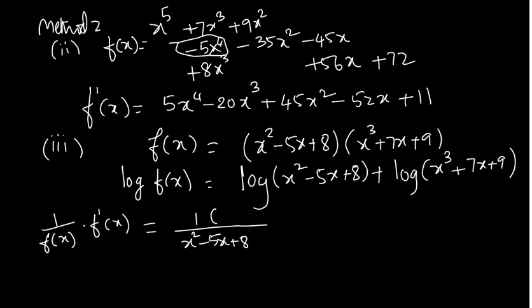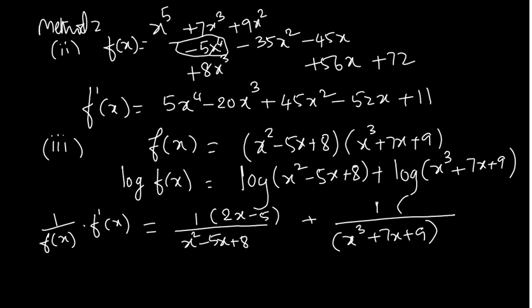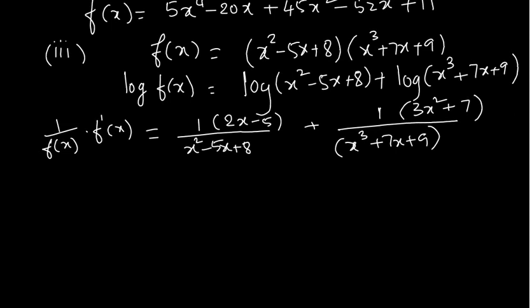So now I have to get the f dash x. So f dash x equals f of x, which is nothing but this product, right? So you will have this entire thing: x squared minus 5x plus 8 multiplied by x cube plus 7x plus 9, into this entire thing will come here. Okay, so simplify that.